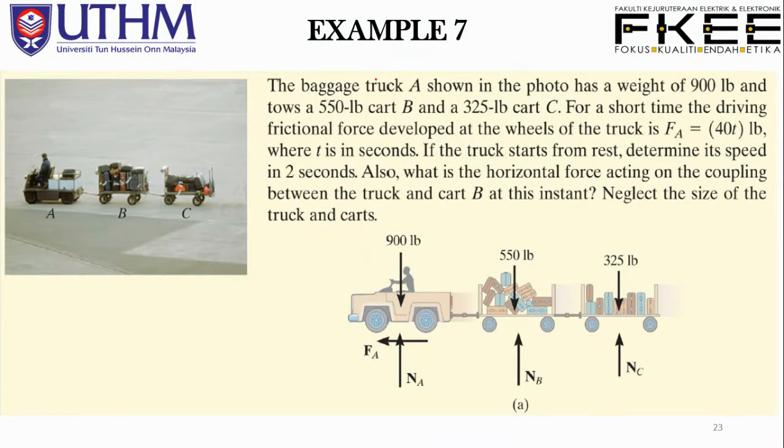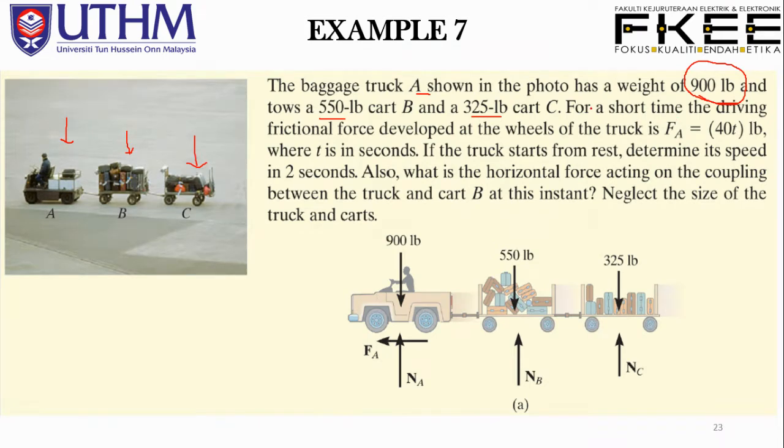So now example number 7. The baggage truck A shown in the photo has a weight of 900 pounds. So this is the imperial unit, the non-SI unit, and it tows, or it drags, a 550 pound cart B and a 325 pound cart C. So we have our truck over here, we have cart number 2 and cart number 3, which is cart B and cart C.